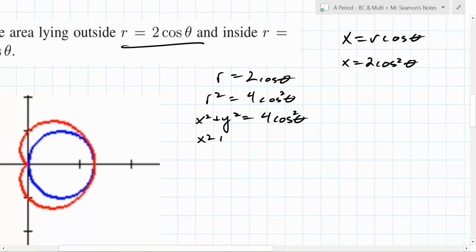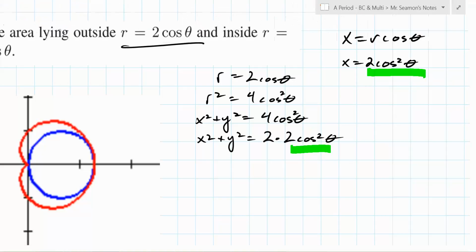What do you see? 2 times 2 cosine squared theta. What do you see? X squared plus y squared is equal to what? I highlighted it for you. 2x. Oh, we did this one yesterday, but we did a lot more steps. What can we do now?